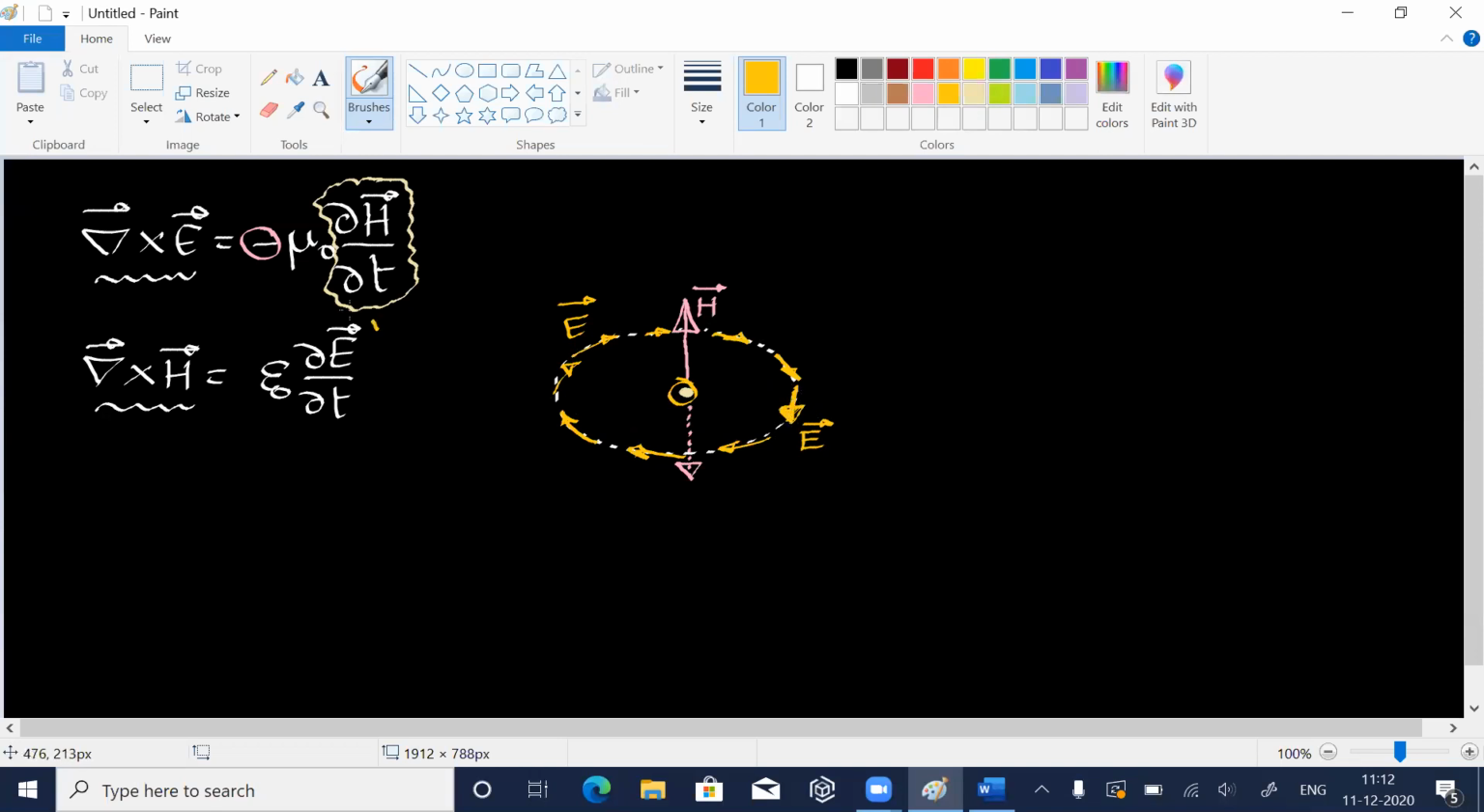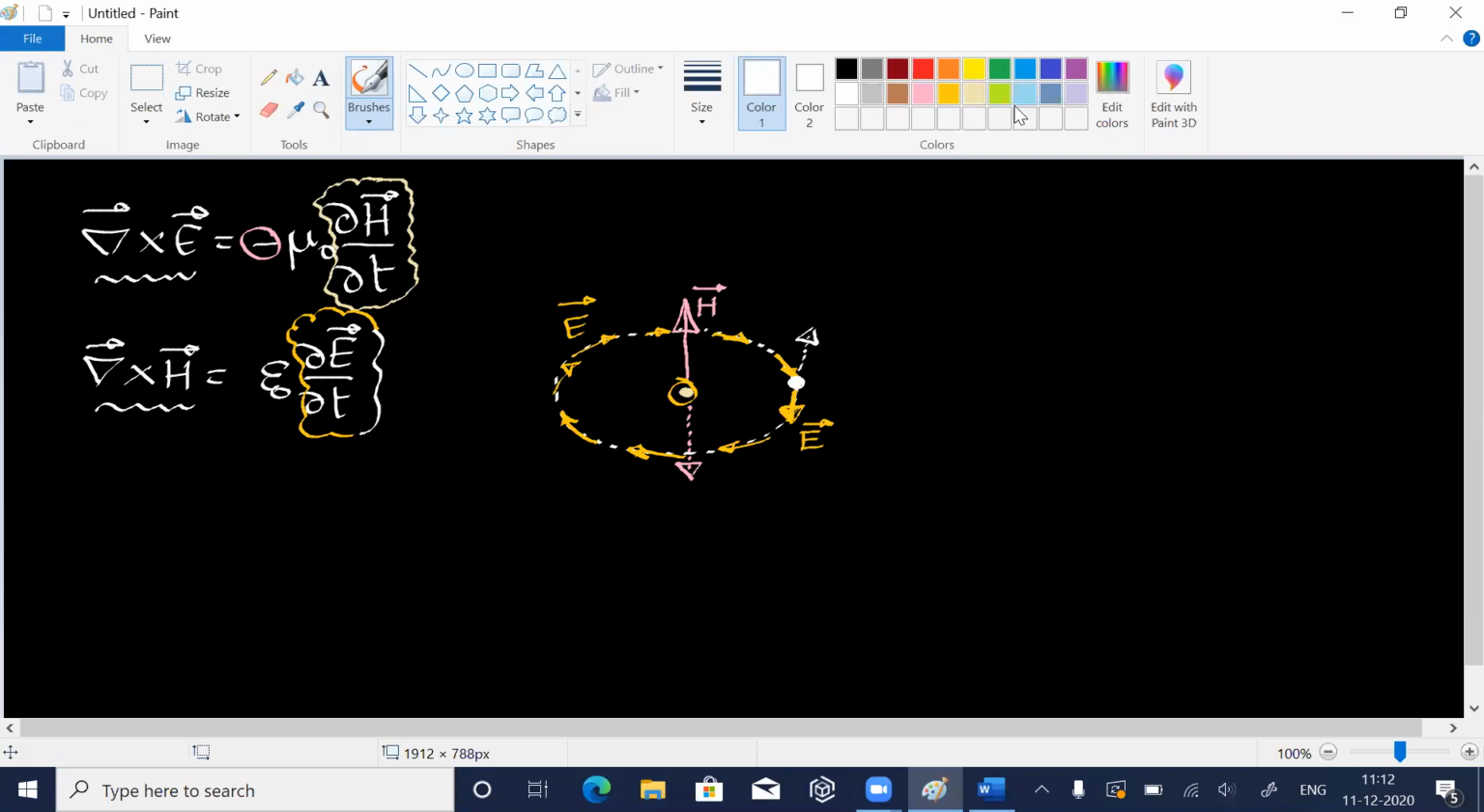Now, when the electric field is varying in time at a point, let me take this as my point. Now what happened is that when H is going up, the electric field is like this. When H is coming down, the electric field will go anti-clockwise. That means the electric field will also behave like this. The electric field is also varying in time at a point like this.